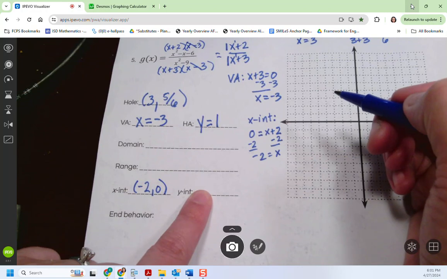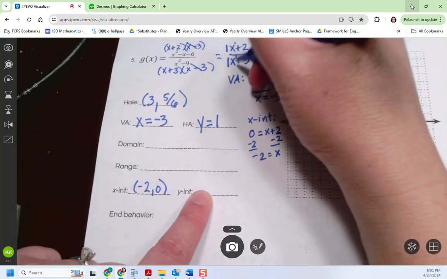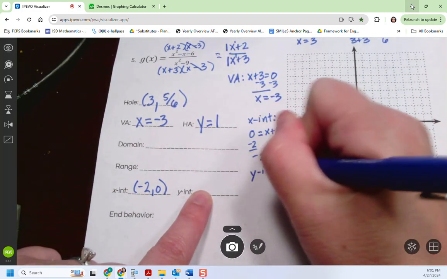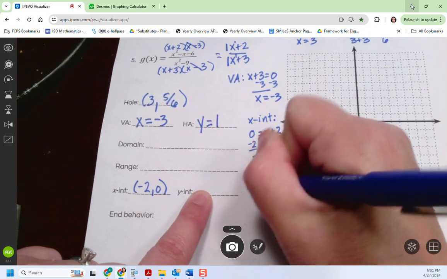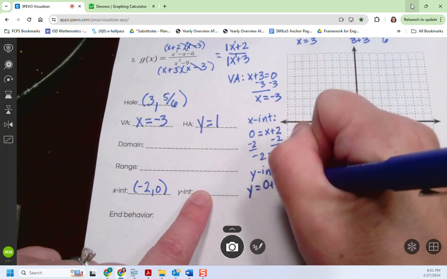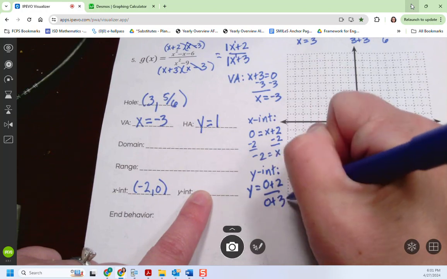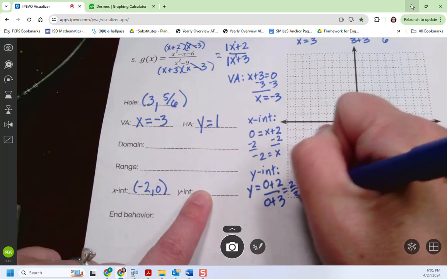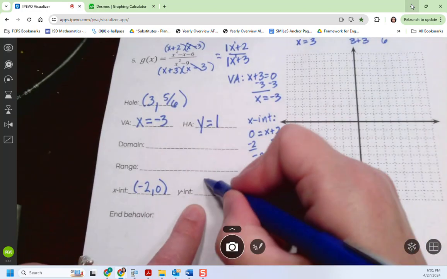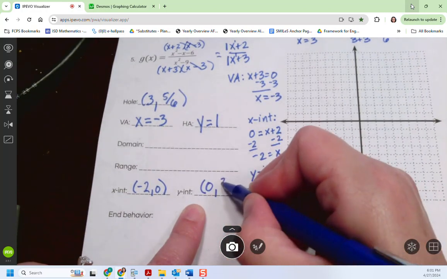For the y-intercept, we're going to make the x's 0. So y-intercept, y equals 0 plus 2 over 0 plus 3, which is 2/3. So that's going to be 0, 2/3.